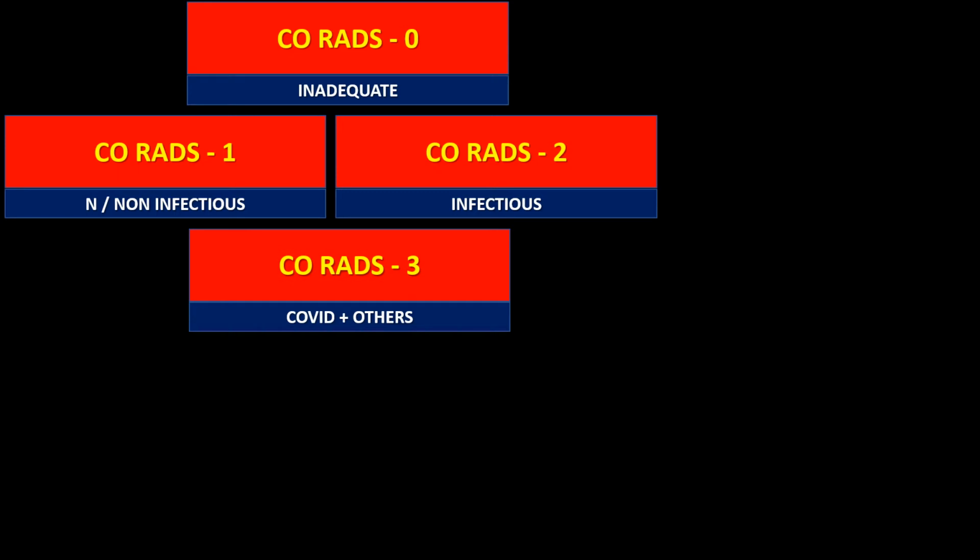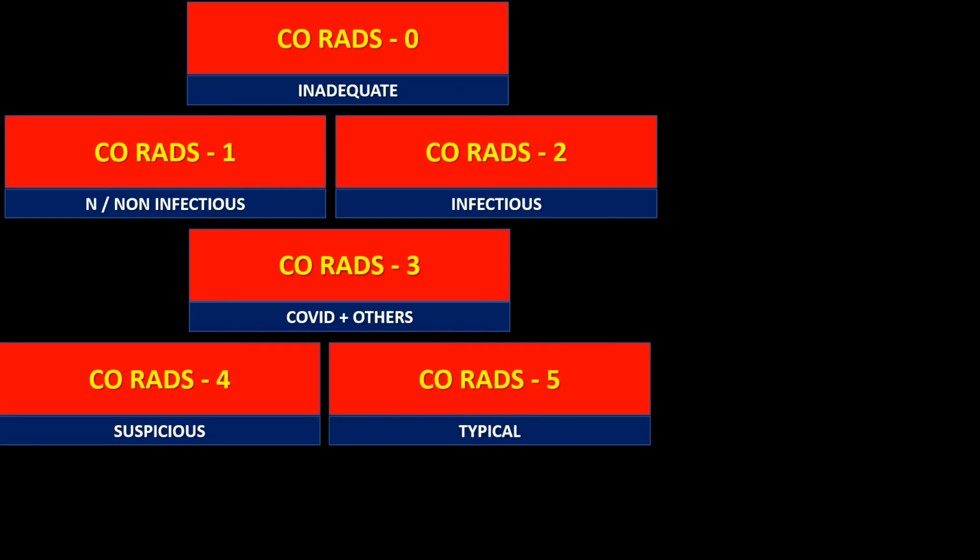Now CORADS 3 is when there are features of COVID-19 plus the underlying lung is showing some other conditions. So that's when we call it CORADS 3. There are features of COVID, there are features of non-COVID, so we don't know what exactly is happening here. So this is again very confusing. We don't know what exactly is happening. So it is equivocal. It can be non-infectious, it can be COVID. So that is a separate category.